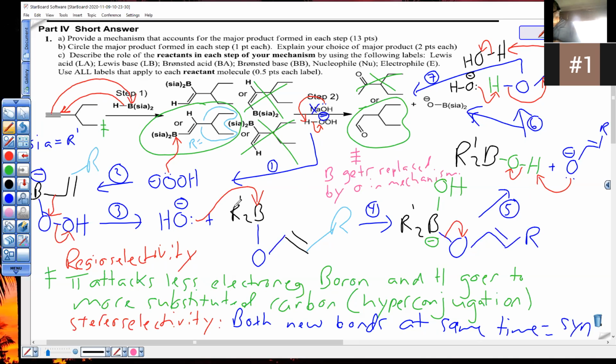The overall result, there used to be a B on the end right here. And then by the time we got to this stage, there's an O on the end. Right here's where it happened. The carbon moved from here to be bonded to O here. That's where it happened right there. Here. That's where it happened.